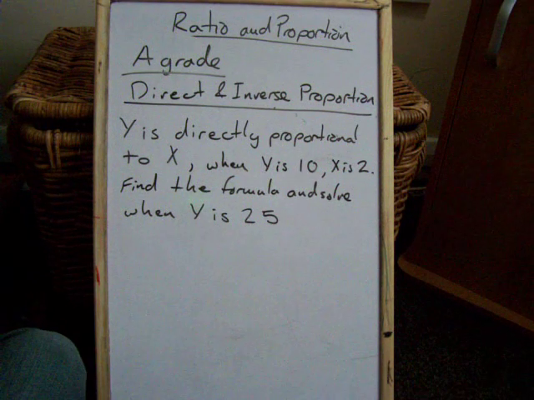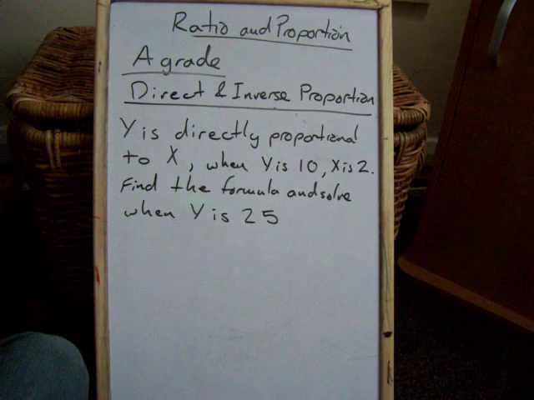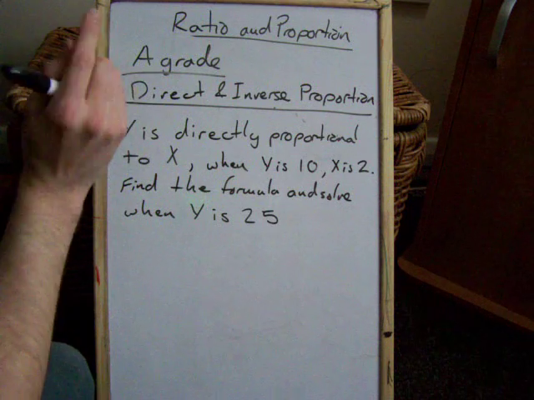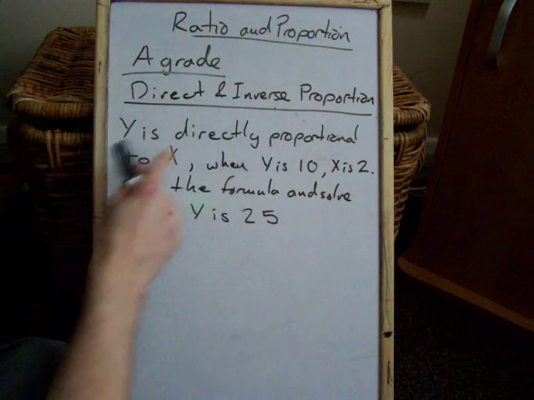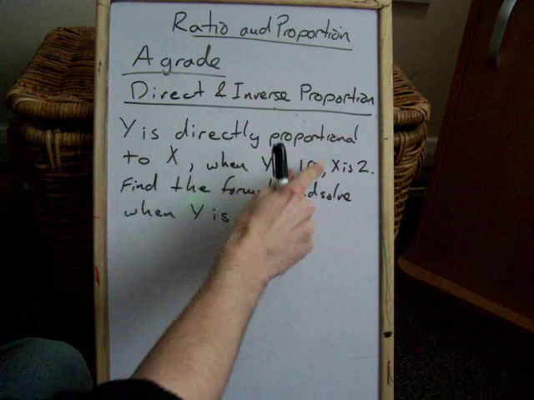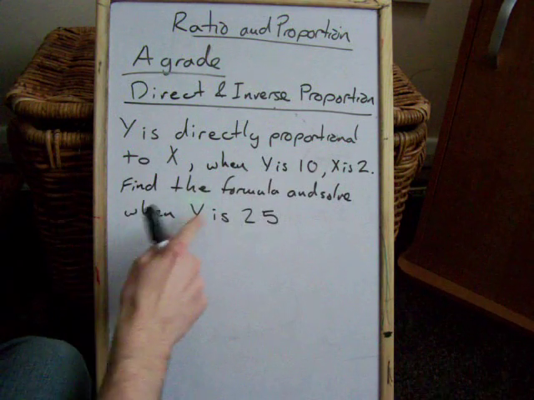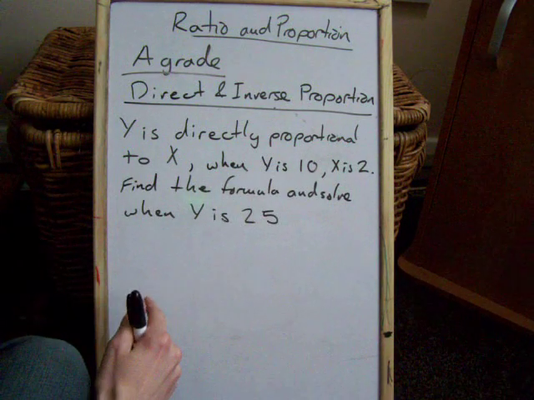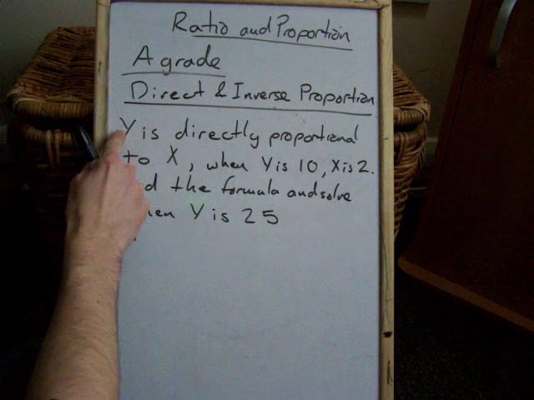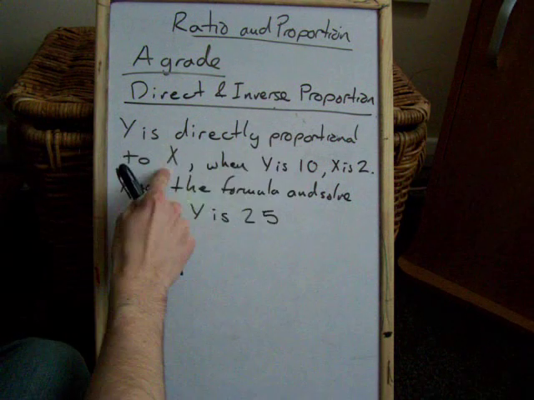Okay, quick example of direct and inverse proportion. In this case we've got y is directly proportional to x. When y is 10, x is 2. Find the formula and solve when y is 25. The first thing you've got to write down is y is directly proportional to x.